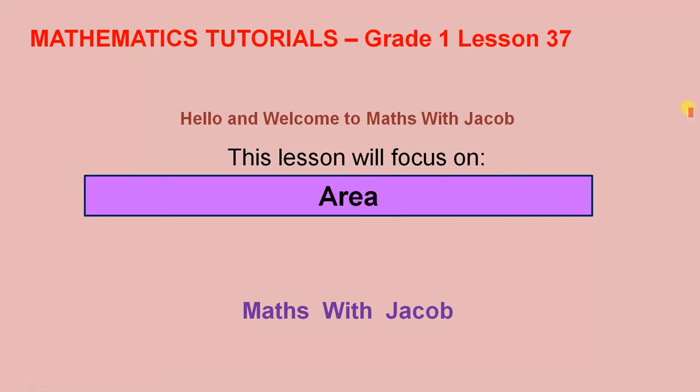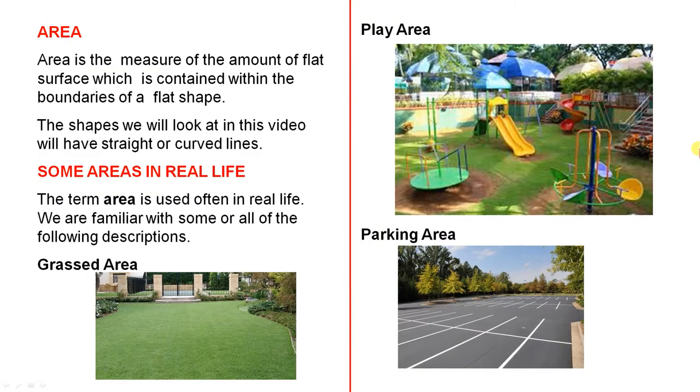This lesson will focus on area. Area is the measure of the amount of flat surface which is contained within the boundaries of a flat shape. The shapes we will look at in this video will have straight or curved lines, so they can be either straight lines or curved lines or a combination of both.